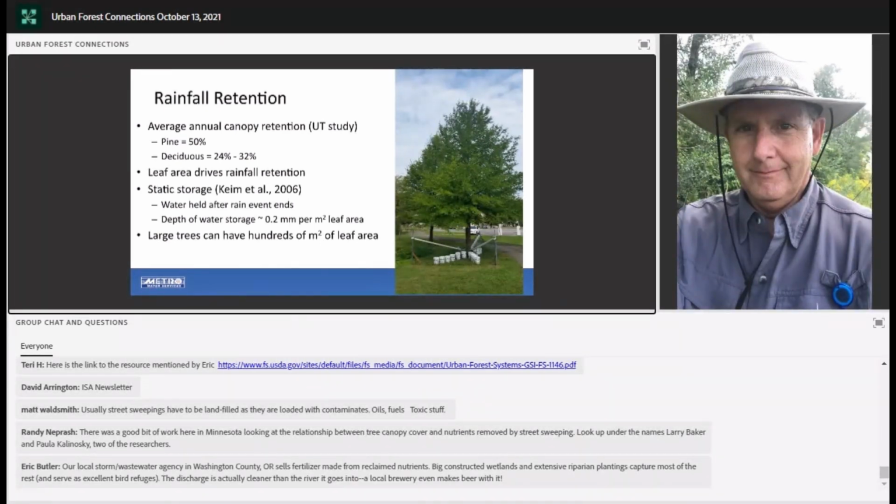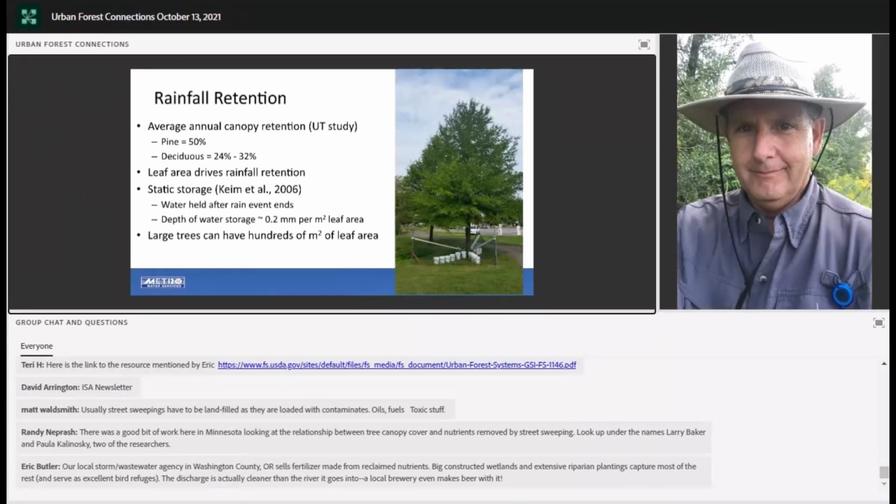From the research, a depth of water storage has been developed. The average depth of water storage on leaf surface area is about 0.2 millimeters per square meter of leaf area. I know that seems like such a small amount, but when you think about the millions of trees in a city, and all that leaf surface area up there, it can add up. And as Trisha said, these large trees can have a lot of leaf surface area and can provide some substantial storage of rainfall.